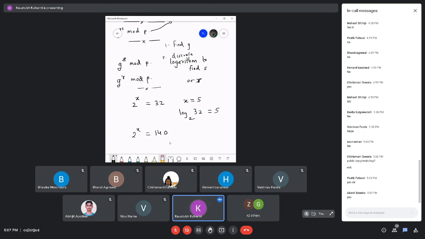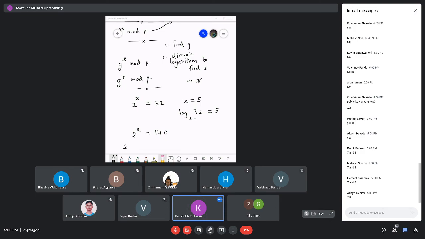What are the limits for x? It is between two integers. Between which two integers will x be? 7 and 8, correct? 2 raised to 7 is 128, and 2 raised to 8 is 256. So it is between 7 and 8.